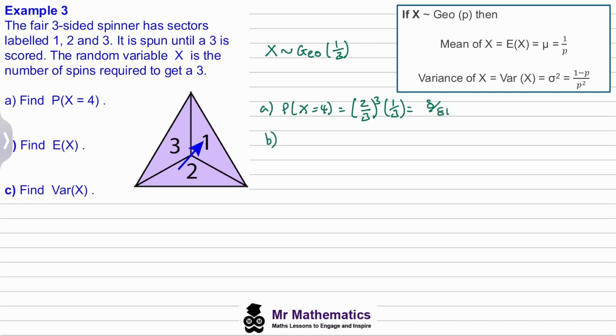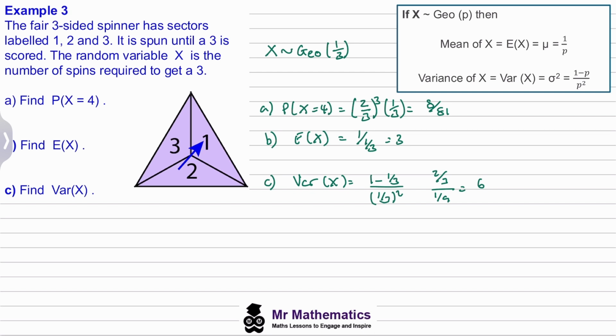Part B, the expectation of x will be 1 over 1/3, which is 3. So you'd expect to spin this spinner 3 times to get your first 3. And then for C, the variance of x will be (1 minus p) over p squared, which is 2/3 over 1/9, which is 6.